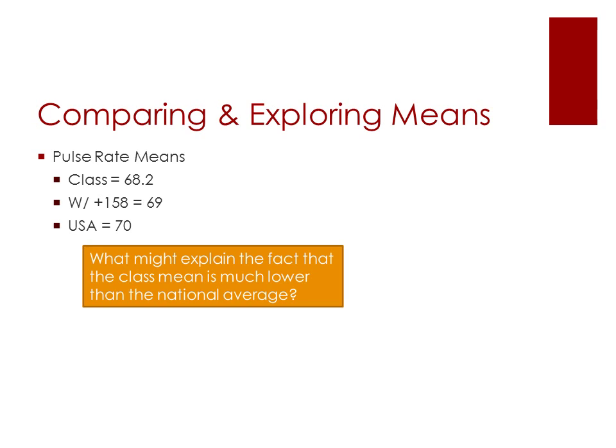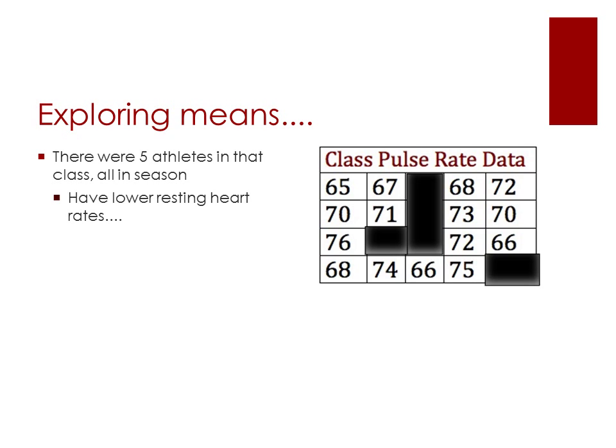So when we're looking at this, what might explain the fact that the class mean is much lower than the national average? This is where we go back and explore our data a little bit. These are the kinds of questions you ask yourself when you look at this and think, that's an interesting difference. What might be producing that change? Well, in this particular class that I got this pulse rate data from, we had 5 athletes and they were all in their game season. This means they were all in very good shape. Athletes tend to have slightly lower resting pulse rates. They have a more efficient heart.